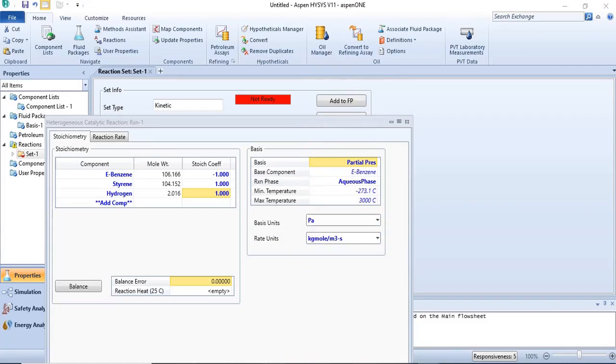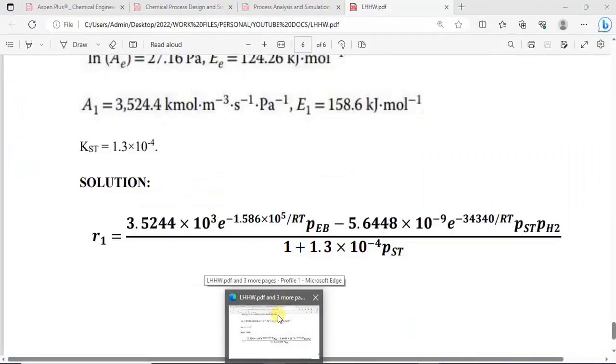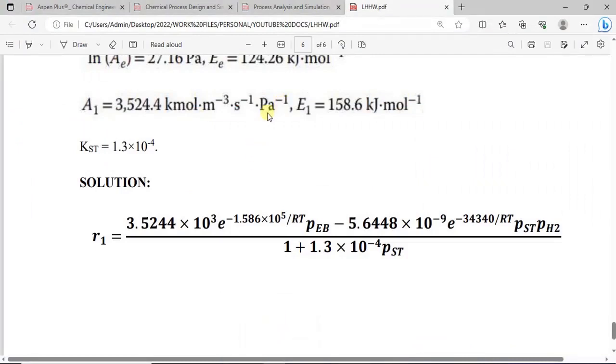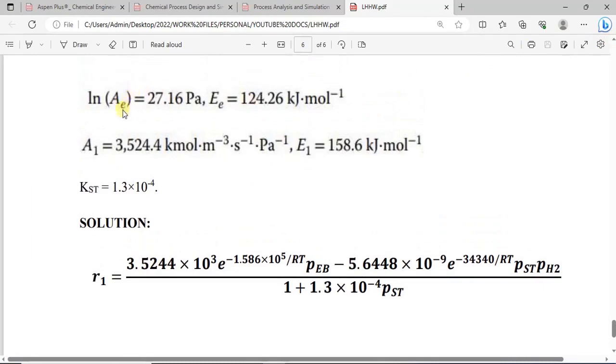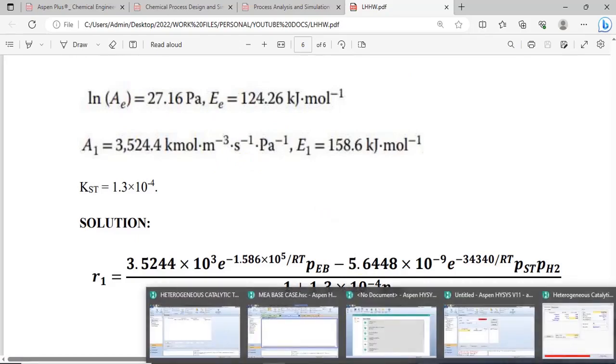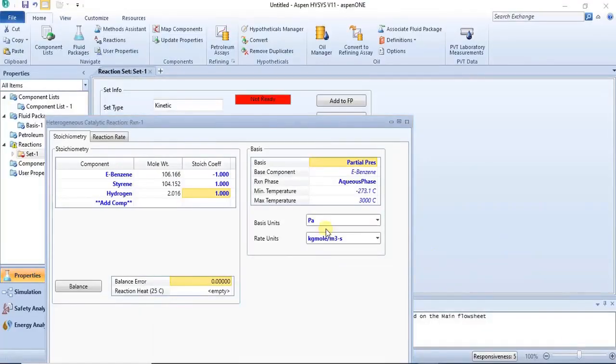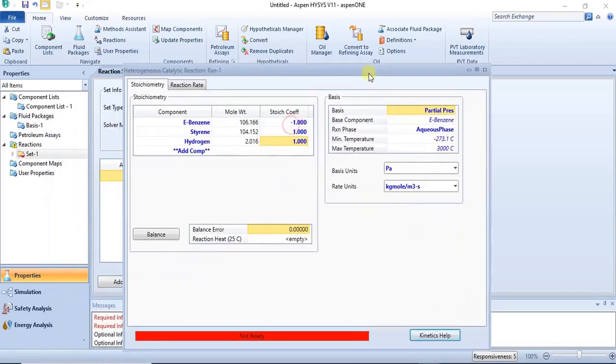So let's check from here. You can see it's Pascal. So it's Pascal we are using, and also the A value of the equilibrium is also in Pascal. Then it's kg mole per meter cube per second, right? So kg mole per meter cube per second, and then Pascal, right? So this is good to go, right? Then you have your reaction rate.